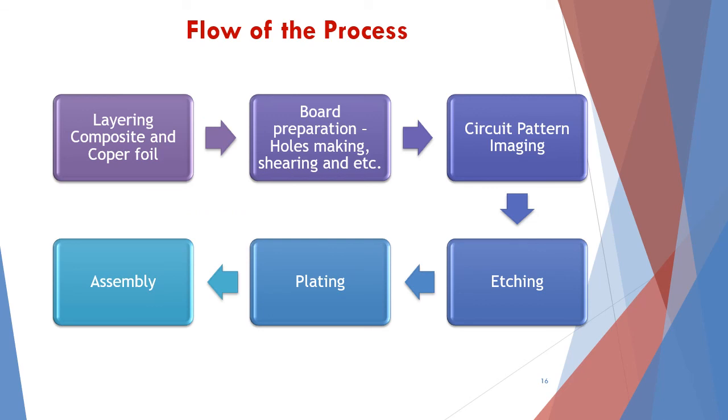Now let us summarize the flow of the process in the fabrication of the PCB. First, you have to do the layering of the composite and the copper foil. Second will be board preparation, with hole making, shearing, and so on. That means all the preparation like drilling of the holes you have to do after the layering process. Then the circuit pattern imaging in order to create the circuit. The next ones are etching and plating, and finally the assembly. Assembly we are going to cover in the next class.